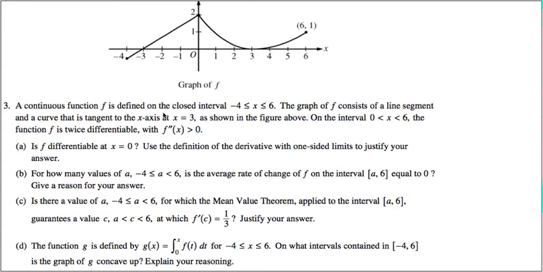Hello, let us look at number 3 from year 2009, Form B. Once again, I want you to look at the question and I'll highlight a few things together. First, it's a continuous function on a closed interval from -4 to 6, and this time a graph of f is given, and we realize that it's tangent to the x-axis when x equals 3 right here.